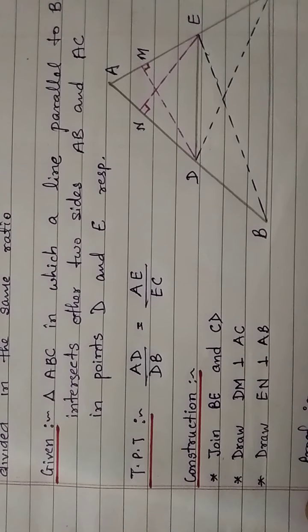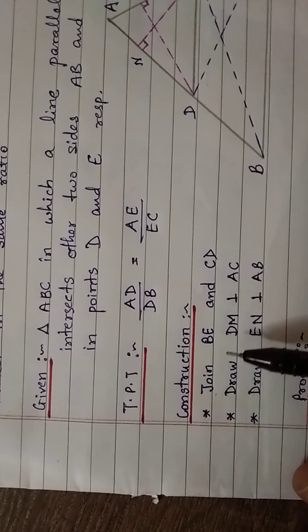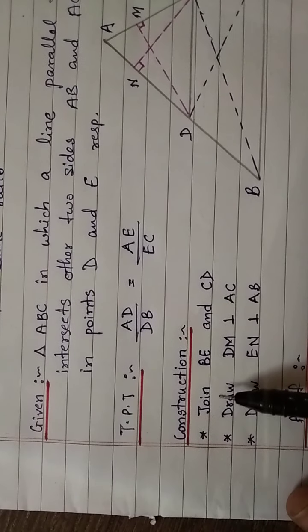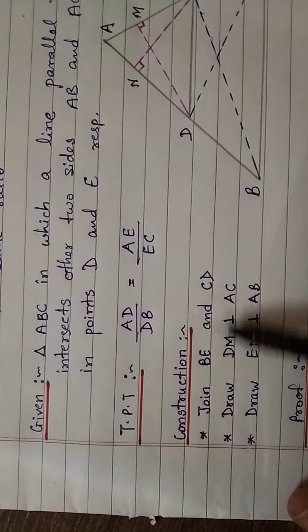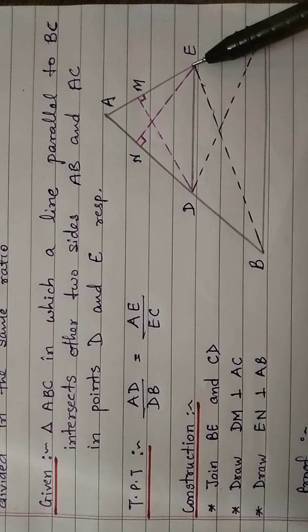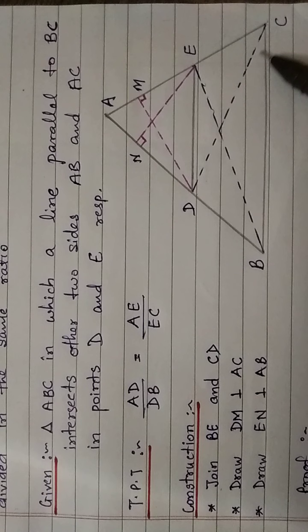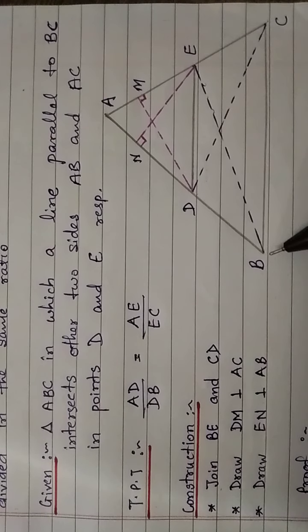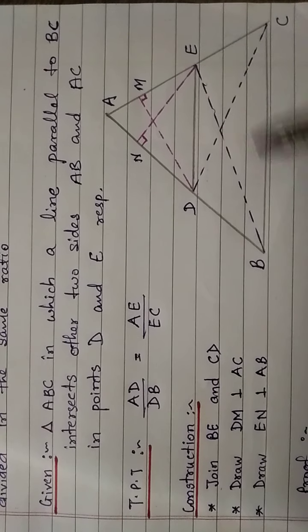Now, to prove this, we have to do some constructions. Let us see what we have to do from our part. I have to join BE and CD. In my diagram, I have shown this by the dotted line. Join B to E, and in the same way, I have joined C to D. So the first construction in my diagram is that I have to join B to E and D to C.